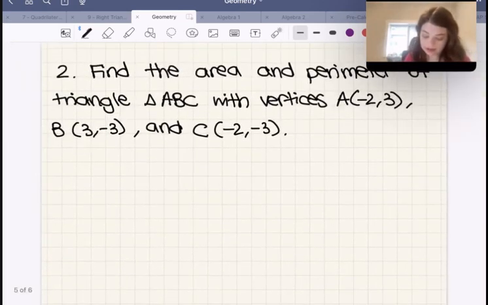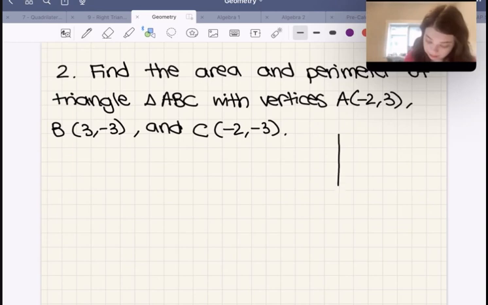This one asks us to find the area and perimeter of triangle ABC with vertices (-2, 3), (3, -3), and (-2, -3). So first thing I'm going to do here is draw it, because we might be able to find certain side lengths or an altitude easily if we do that, or maybe not, but we can at least try and see if that's a possibility. All right, so let's draw another coordinate plane.